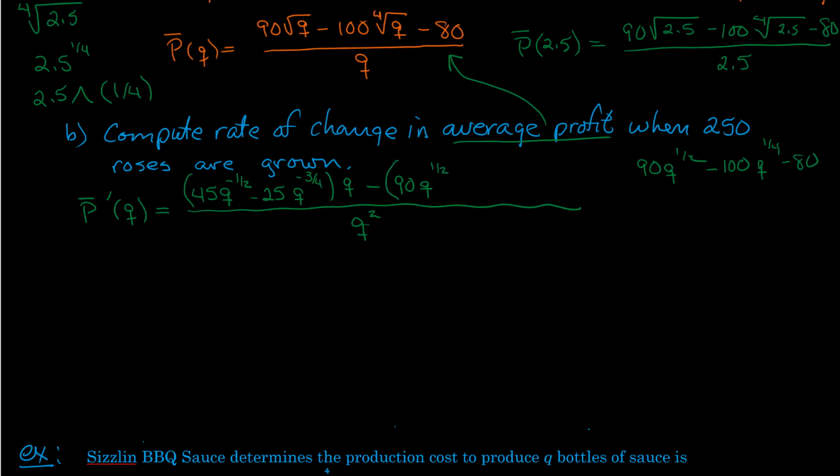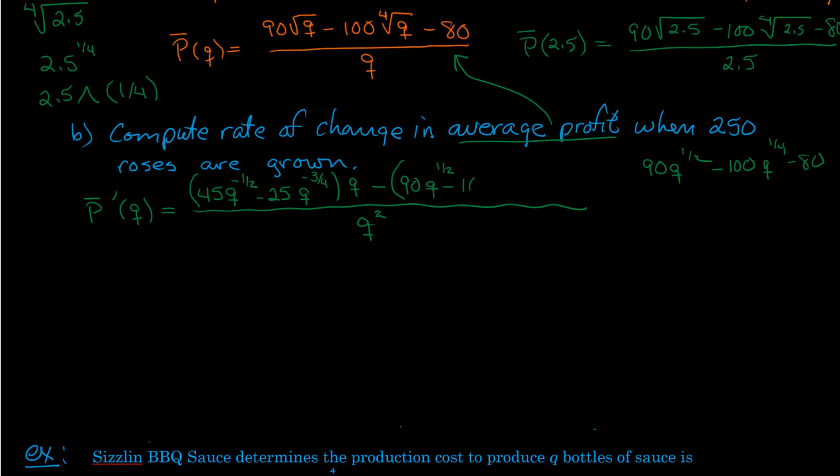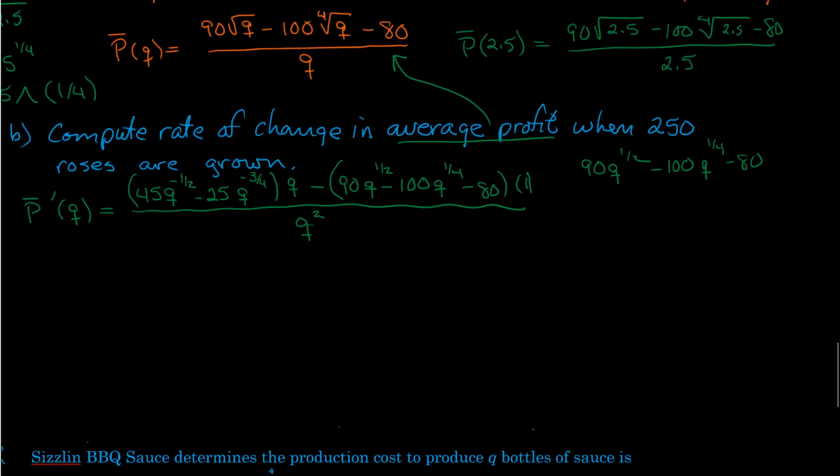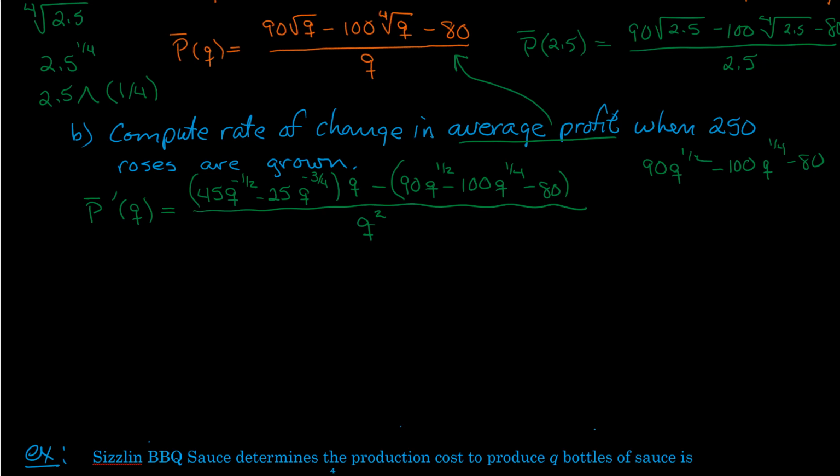I'm going to put this in parentheses, minus 100q to the 1/4, minus 80 times the derivative of the denominator, which is just going to be 1. I can leave that as times 1, or I can just omit that. Now, one of the things that's very important to be aware of is when you have minus and then a bunch of stuff to follow, be sure that you include parentheses. If you don't, only that first term is going to get subtracted, and it doesn't distribute the negative over the entire thing. Okay, so we have the derivative.